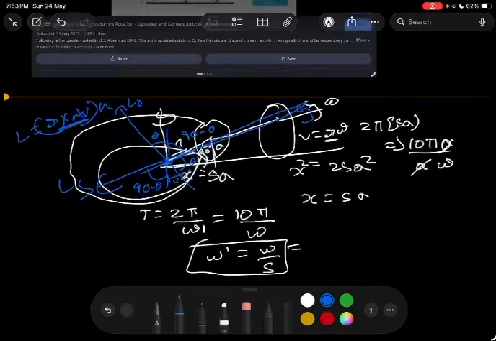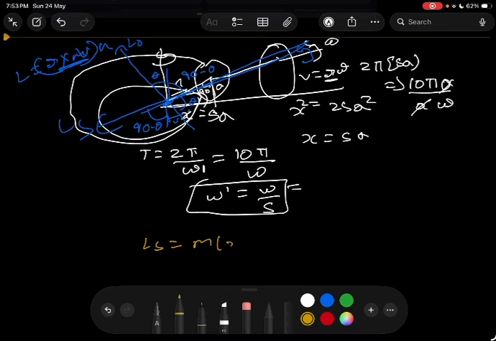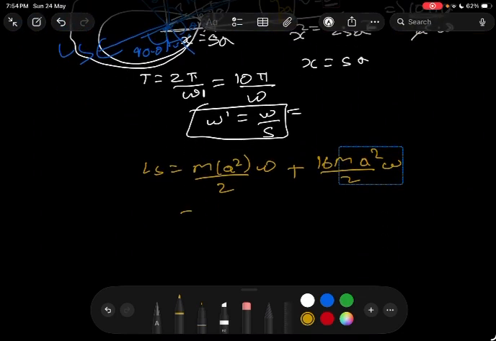We have to find the LS, spin angular momentum. LS is basically I1 omega. What is the moment of inertia of a disk? M r square by 2. In this case, m a square by 2. Omega is omega, plus this is 4m mass with 2a radius, so it's going to be 16 ma square by 2 omega. So the spin angular momentum will be 17 ma square omega by 2.